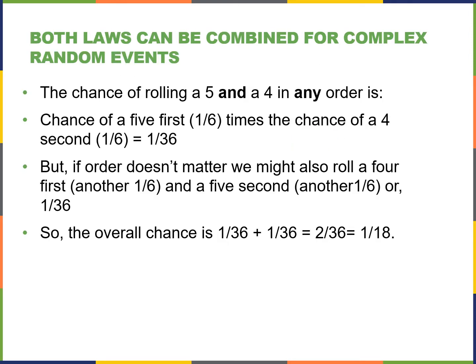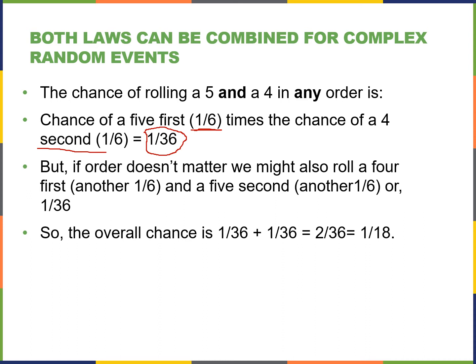Both the laws we just talked about, the multiplicative law and the additive law, can be combined for complex random events. Let's give this example a try here. Again, we're still using that 6-sided die. Let's talk about rolling a 5 and a 4 in any order. What are the chances of that? On a 6-sided die, the chance of rolling a 5 first is 1 in 6. Then we times the chance of rolling a 4 on the second die, 1 in 6. We've already done that example, 1 out of 36. The odds aren't in our favor.